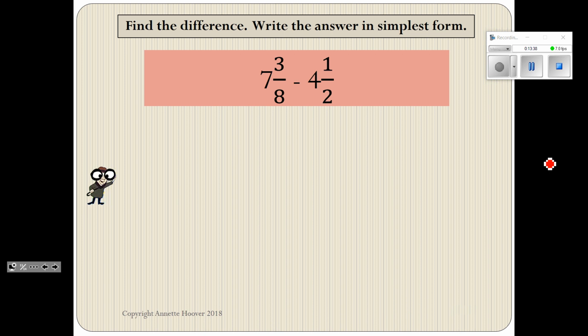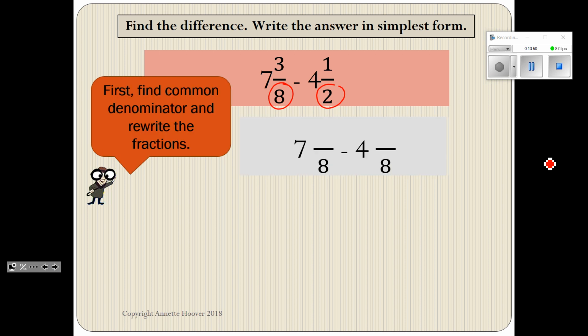7 and 3/8 minus 7 and 1/2, or minus 4 and 1/2, I'm sorry. So let's rewrite this. Our common denominator is going to be 8ths. So our first one would still be 7 and 3/8. For the second one, I have to multiply times 4, and 1 times 4 is 4.